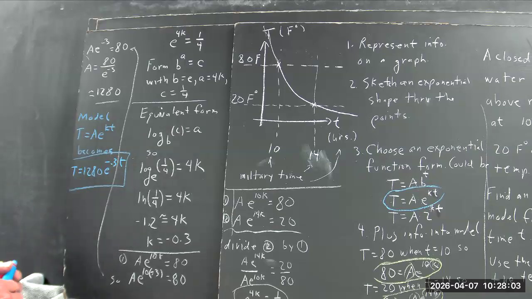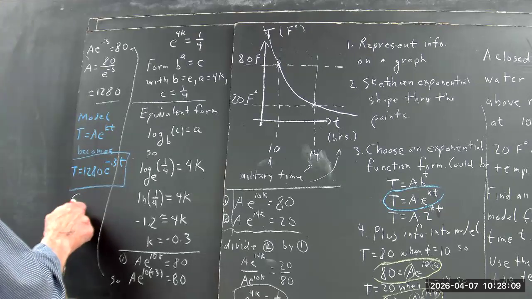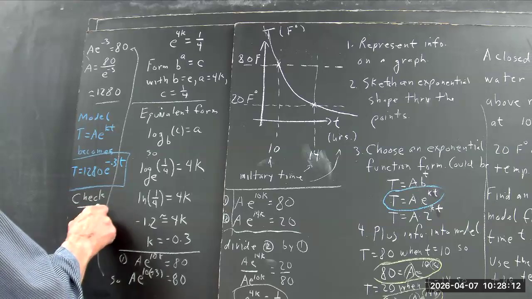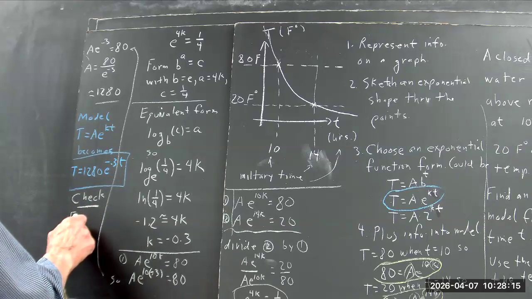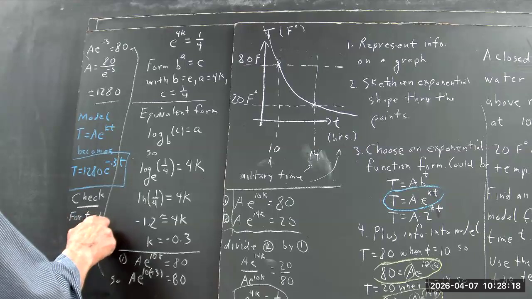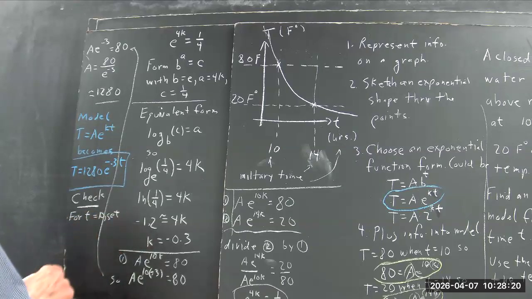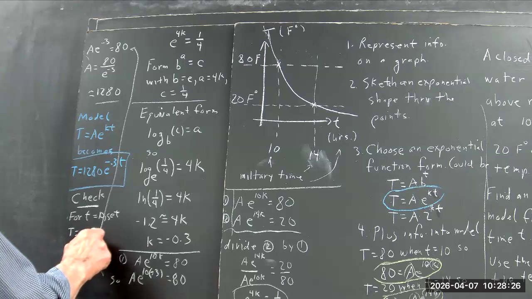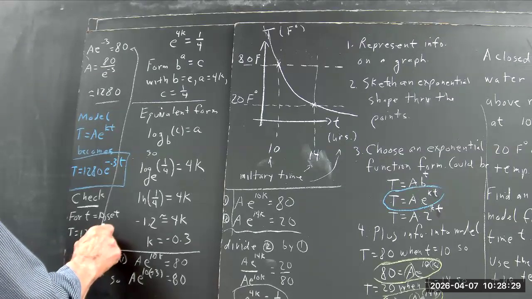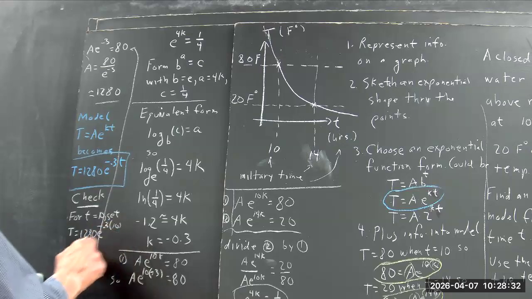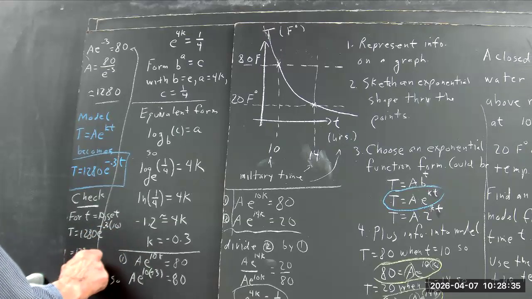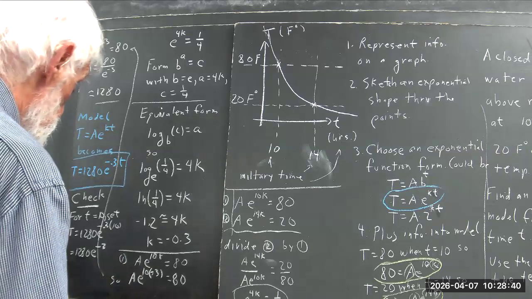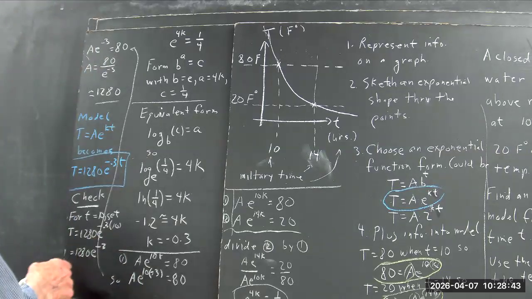That might work out. Okay, well, now we check. For t equals 10, we get big T equals 1280 e to the negative 0.3 times 10, which equals 1280 e to the negative 3. And e to the negative 3 is 16. 16 times 8 is 28.